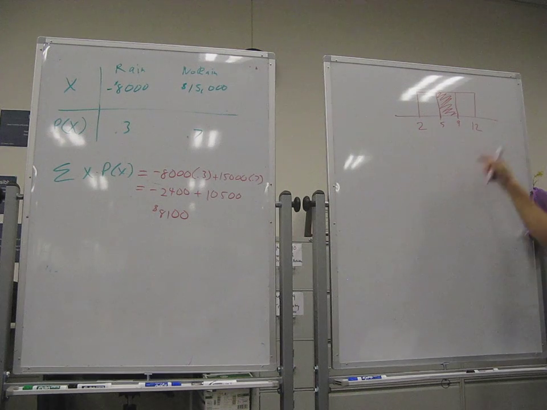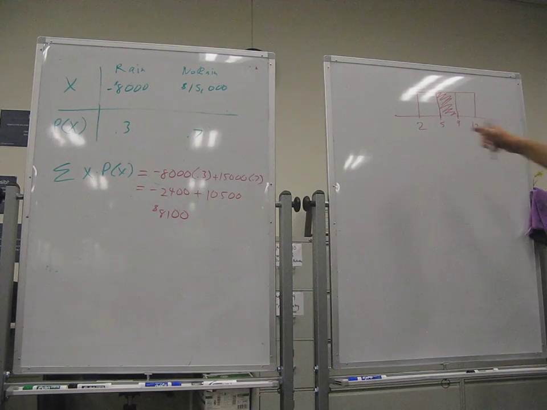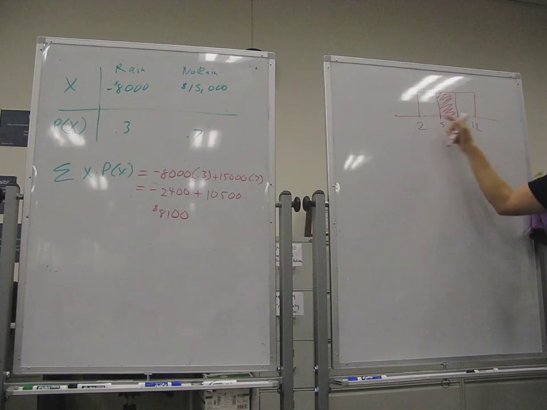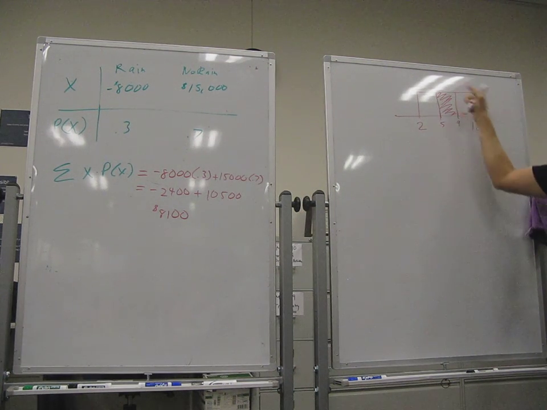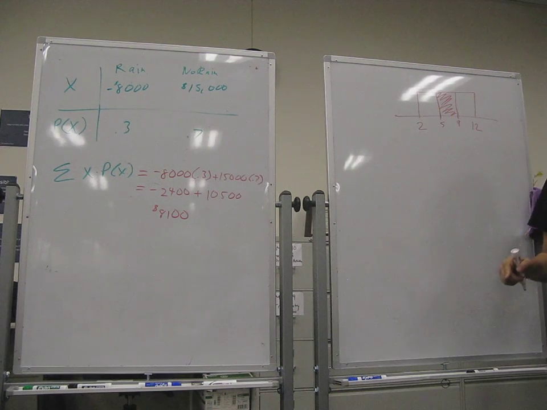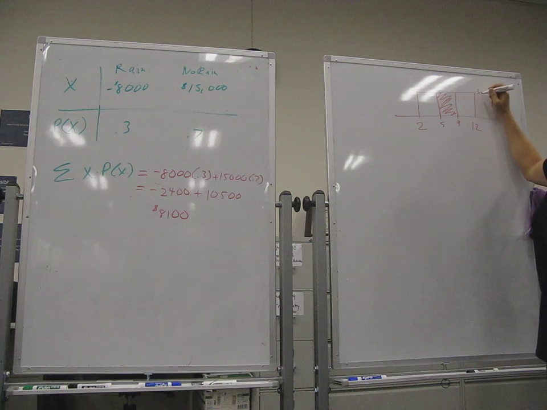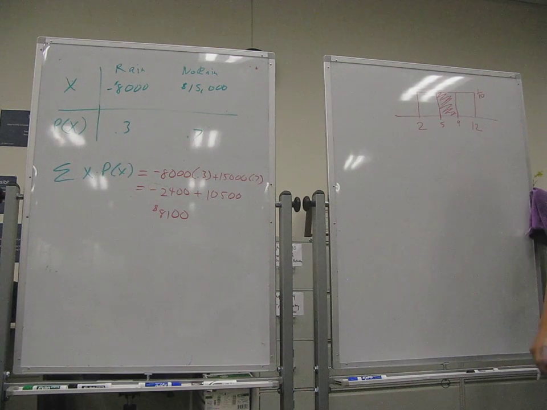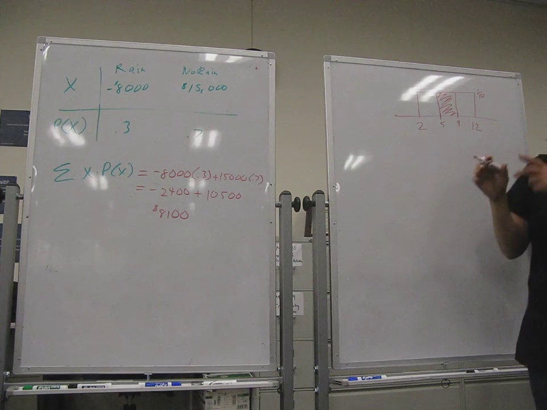So first of all, what's my height have to be? What's my length of the whole rectangle? 10. From 2 to 12, my length is 10. Because if I'm at mile marker 2 and I walk to mile marker 12, I walked 10 miles. So since this whole area has to equal 1 or 100%, if this is 10, the height must be 1/10. Good? All right, great.